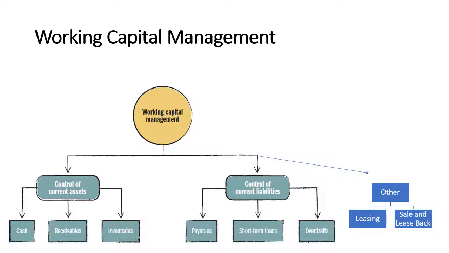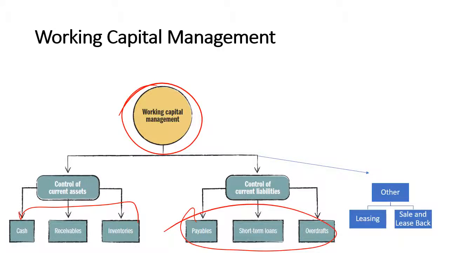And one thing you need to be aware of is that in the exam, you might be asked a question in general about working capital management, and it could be any of these 8. But if you get a question about working capital management in relation to the control of current assets, it can only be these 3. In relation to current liabilities, it can only be these 3. But if you get one in general, it can be all 8, including leasing and sale and leaseback.